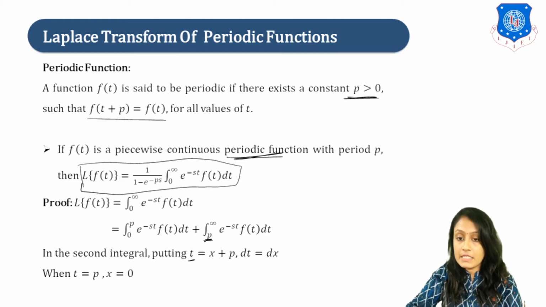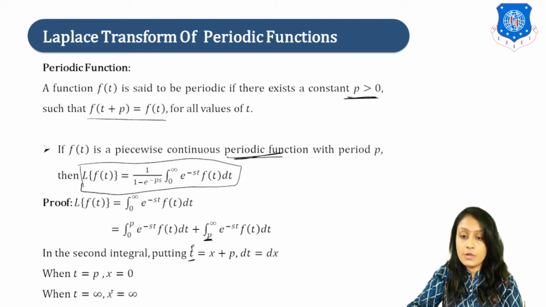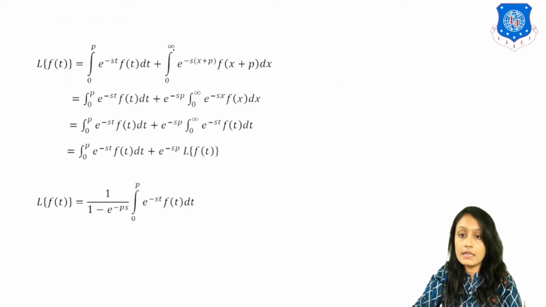Now as we are changing the variable, we will change the limit also. Okay, so when t is equal to p, what will you get? Now in place of t here, substitute p. This p will get cancelled, so x is equal to 0. Okay, and when t is equal to infinite, you will get x is equal to infinite. Now substitute all the values in this second integration. So what you will get? Integration 0 to infinite e raised to minus s, here we will get x plus p, and f of x plus p dx, and the limit is 0 to infinite.